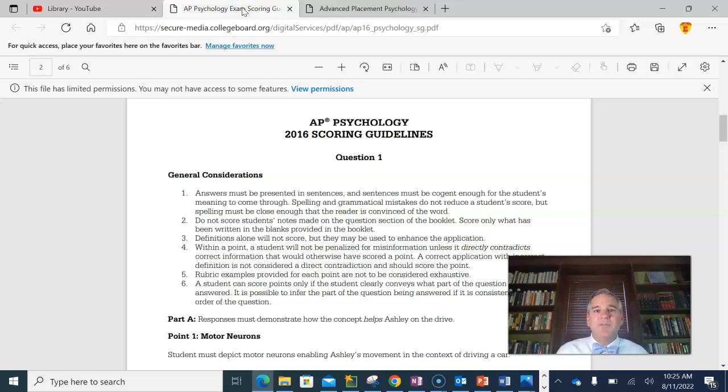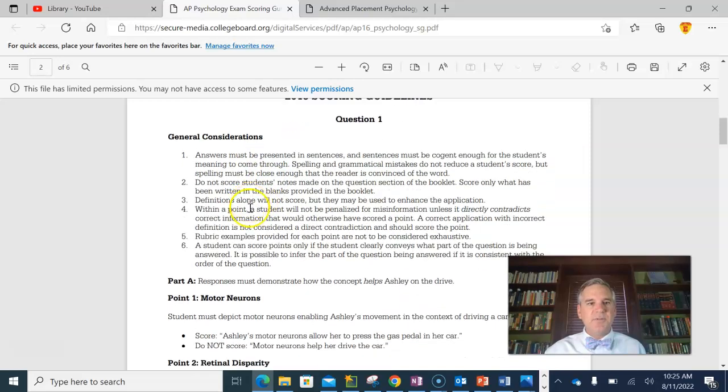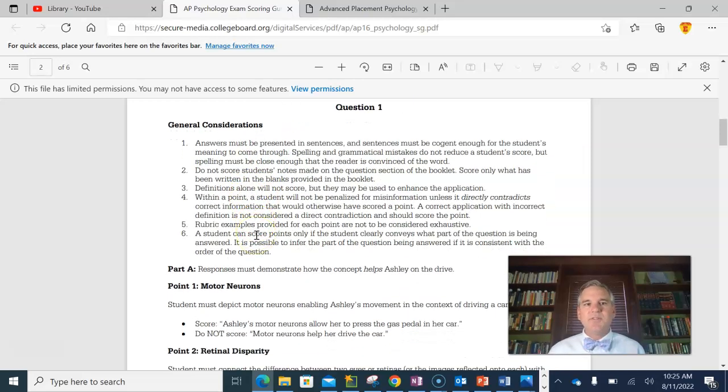All right, so a couple of considerations. Obviously, your free responses have to be in complete sentences. But what I really want to do is jump down here to number 3 and number 4, because those are going to be the 2 most important things as you write your FRQ. First, definitions alone will not score, but they may be used to enhance the application. We're going to be talking about the definitions and the applications, and you're going to want to be able to include both. So notice they made a point of that there, and we're going to come back to that.